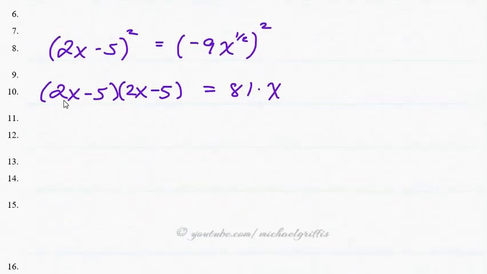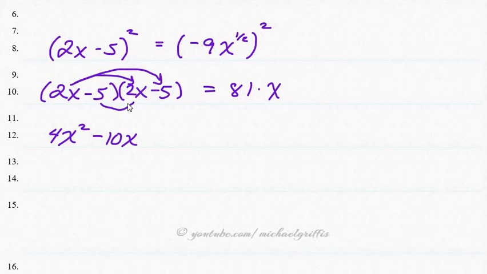Now, let's go ahead and multiply this left-hand side out. So 2x times 2x is 4x squared. 2x times 5. Of course, you got this minus sign, so it's going to be minus 10x. 5 times 2x, of course you got this minus, so that's going to make that a 10x, and then 5 times negative 5 is positive 25. Remember, we still got this 81x over here. Don't want to forget that.